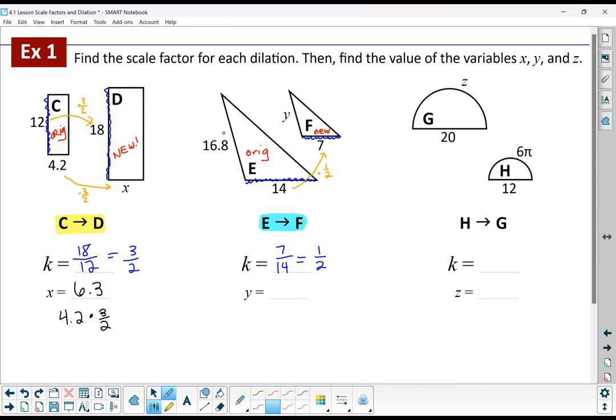So if this side in E is 16.8 and I want to solve for y, I just need to multiply by 1/2. Well, 16.8 multiplied by 1/2 gives me 8.4.